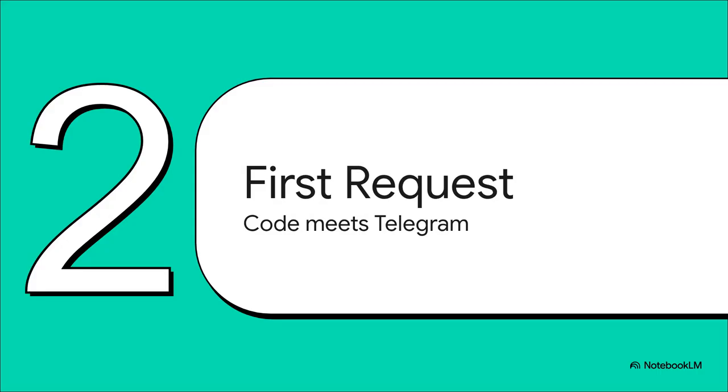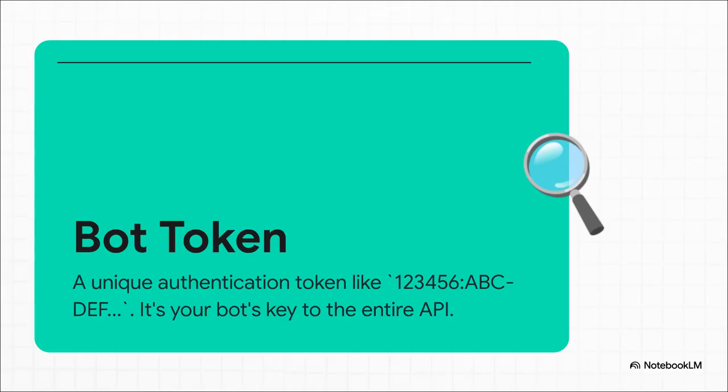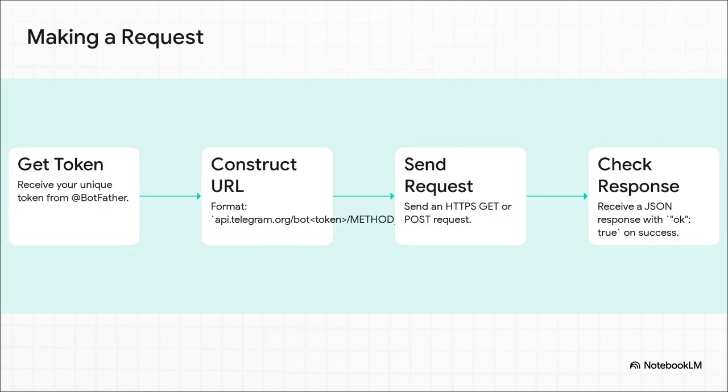Okay, theory's great, but let's get practical. For your code to do anything at all, it first needs to know how to talk to Telegram's servers. This is all about that initial handshake, establishing that secure connection so you can start sending commands and getting information back. Everything, and I mean everything, starts with the bot token. As soon as you create a bot using the one and only @botfather, you get this unique string of characters. You have to treat this thing like a password. It's your bot's secret key to the entire API, so keep it safe, because anyone who has it can control your bot.